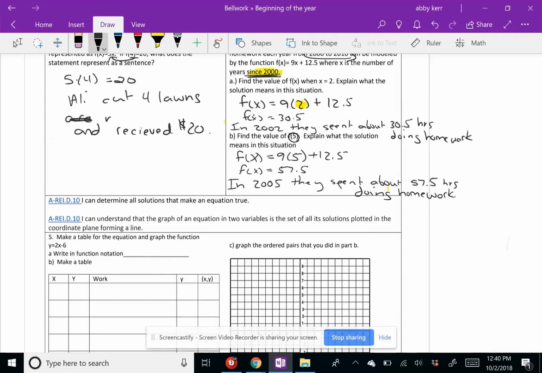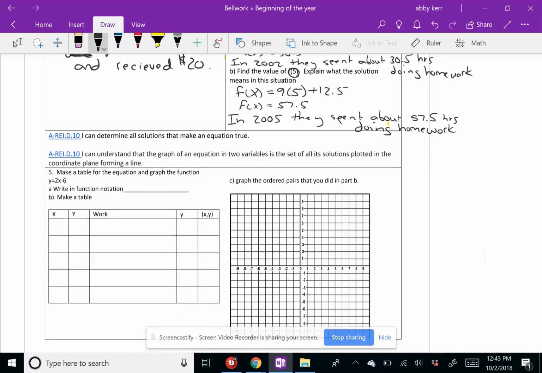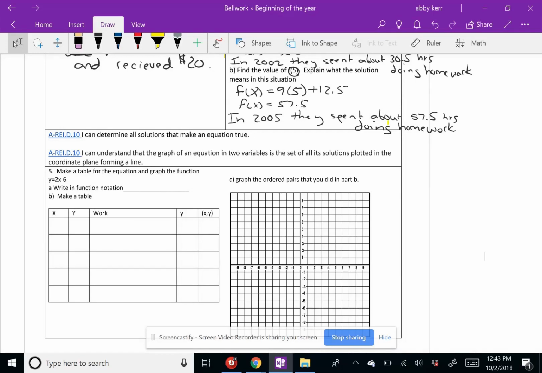Now for the next part, the next learning target says I can determine all solutions that make an equation true, and that I can understand that the graph of an equation in two variables is a set of all its solutions plotted on a coordinate plane forming a line. So we really talked about determining if an ordered pair is a solution. So the graphing is just kind of a review from your middle school days.